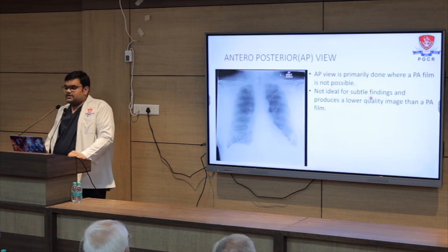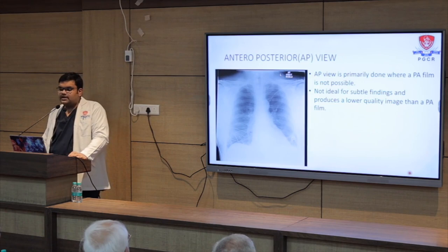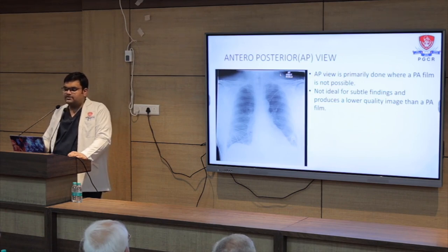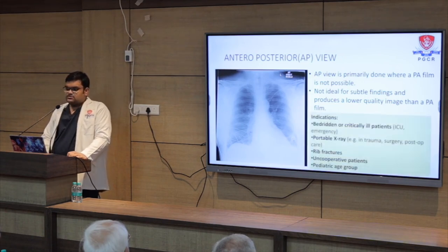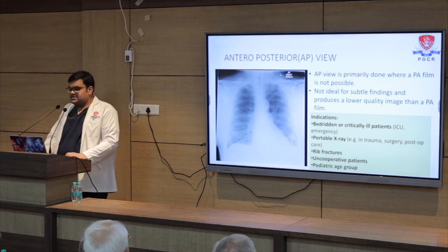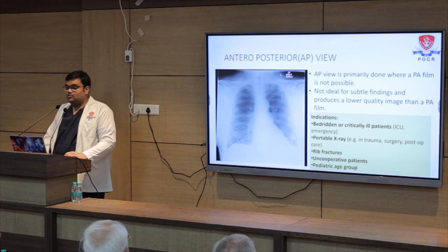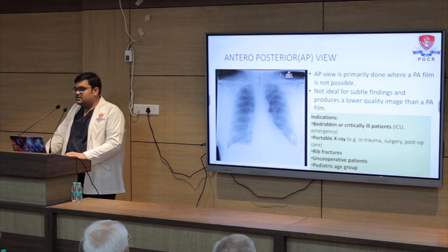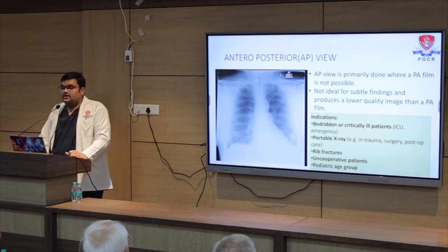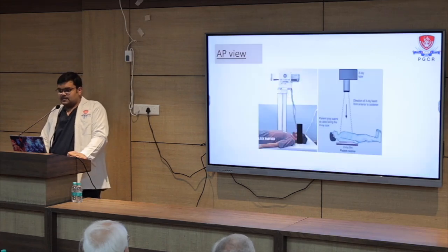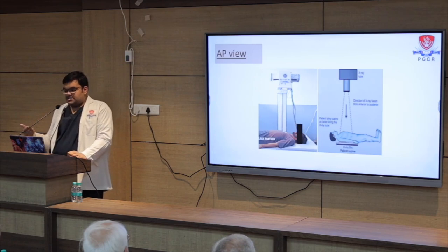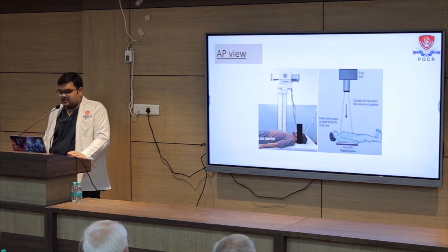The AP view is primarily done when a PA film is not possible. This is not ideal for subtle findings and produces a lower quality image than a PA film. Indications are bedridden or critically ill patients such as in ICU or emergency, portable X-rays such as in trauma, in surgery or in post-op care, in rib fractures, in uncooperative patients, and in pediatric age groups. For positioning, the patient's back is against the detector with the upper edge over the lung apices, and centering is done 3 to 4 inches below the jugular notch.